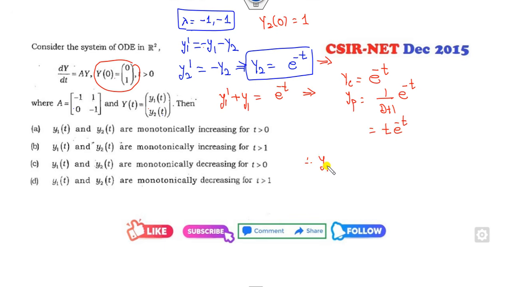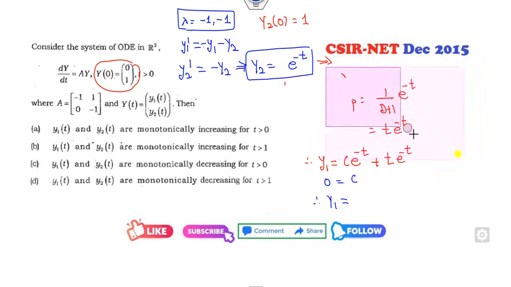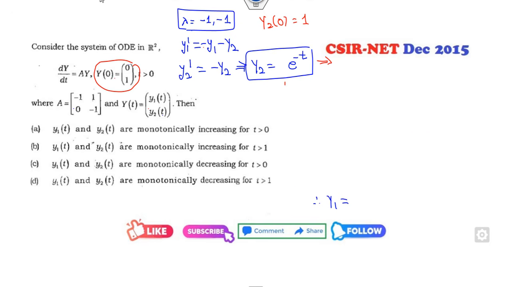So what is my y1? It is a constant c e raised to power minus t plus t e raised to power minus t. Now y of 0 will be 0, which means this c will be 0. So finally, what is my final solution? c will be 0. So that means y1 will be t e raised to power minus t, y2 will be e raised to power minus t.